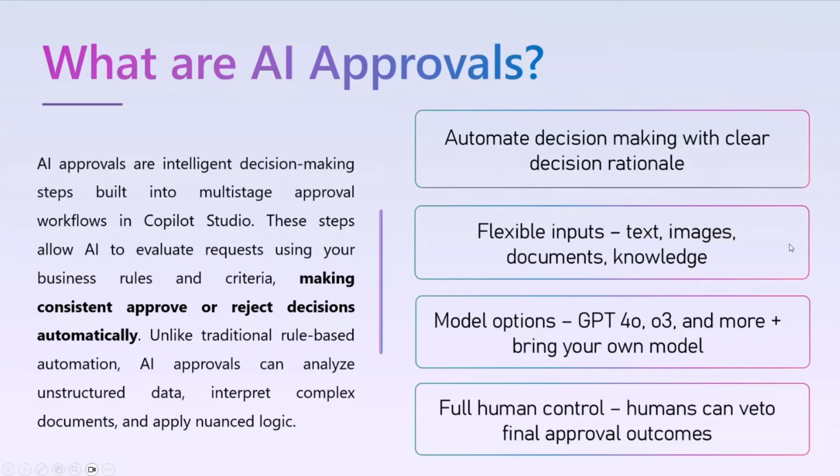You have flexible inputs like text, images, documents, and knowledge sources. This slide is a bit outdated because now we support GPT-5 as well as GPT 4.1. You can also bring your own model, and humans remain fully in control. You can always add what we call manual or human stages, and those stages are where humans can make decisions and veto. So if you decide not to leave it to the AI system to handle the approval alone, you can always involve humans. And like the last session I did last Tuesday on human in the loop, this is where human in the loop comes in a lot.